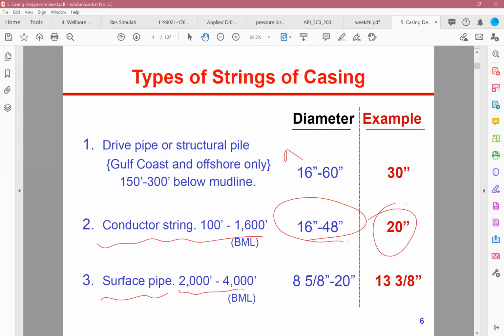And in your project, you also have to design the setting depths of these casings. Anyway, so 2,000 to 4,000 feet, the size 8 5/8 inches to 20 inches. These are the outer diameters that we are talking about. And an example of the most common size is 13 3/8 inch casing.